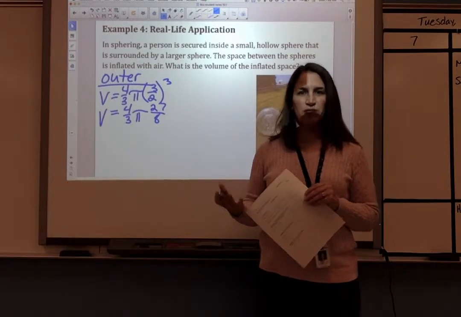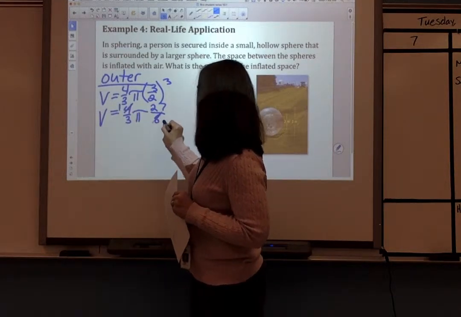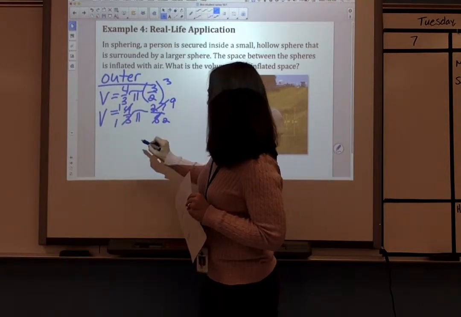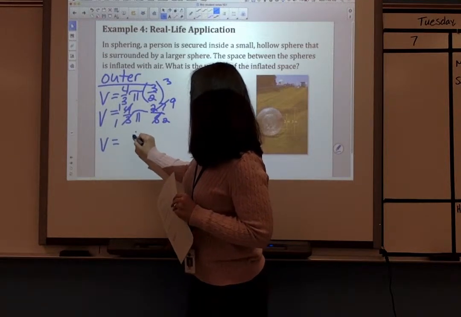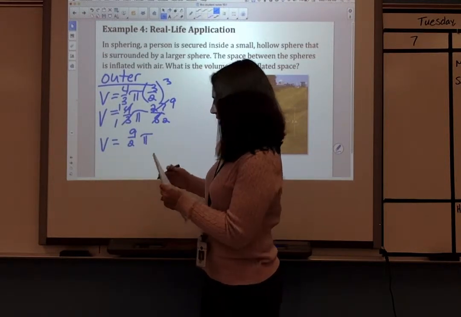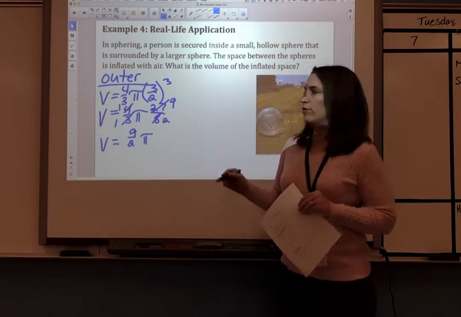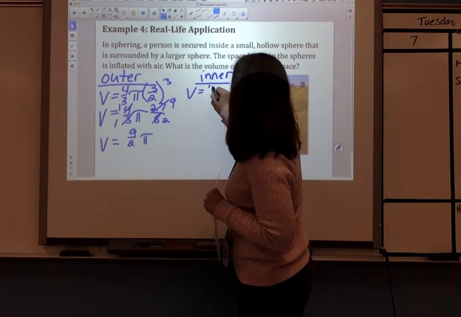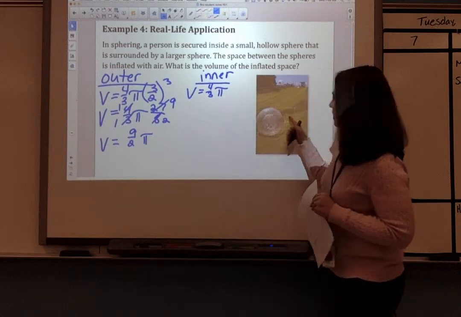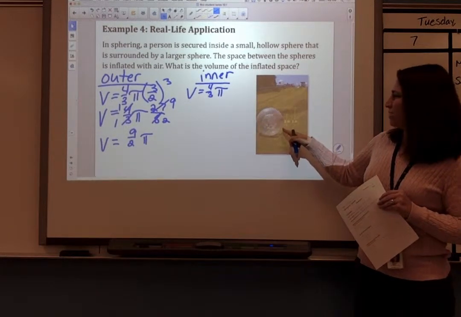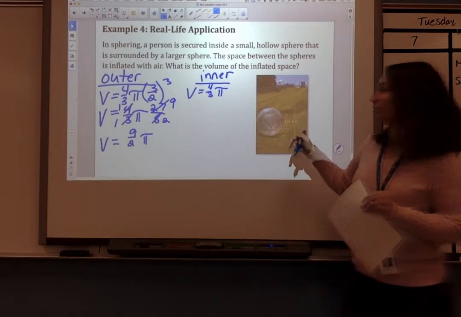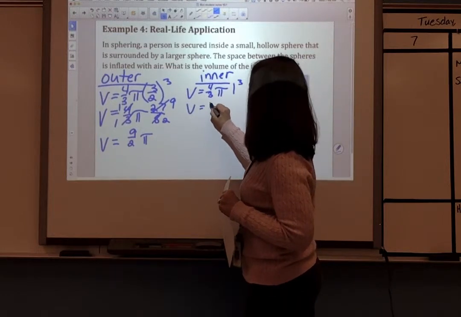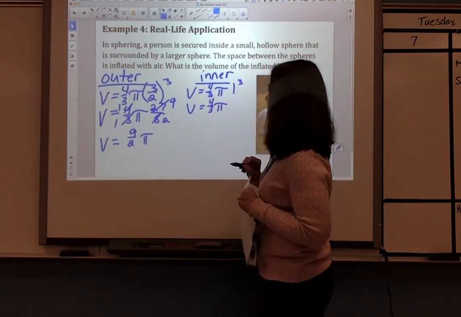Let's simplify before we multiply those fractions. 4 goes into itself once and into 8 twice. 3 goes into itself once and into 27 9 times. So we could simplify this to 9/2 pi. And let's just leave it like that for now. Let's go ahead and do the inner sphere. The radius of the smaller circle here is 1/2 of 2, which is 1. 1 cubed is just 1, so we could simplify this to 4/3 pi.